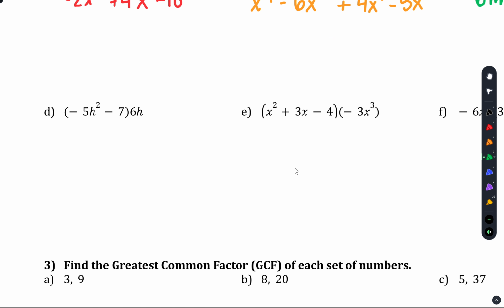D is backwards. The 6H is on the right side. That doesn't change anything. I'm still going to do these two multiplication problems. Negative 5H to the second times 6H. Coefficients together, negative 30. H's together, H to the third. Negative 7 times 6H, negative 42H. Go ahead and try E.